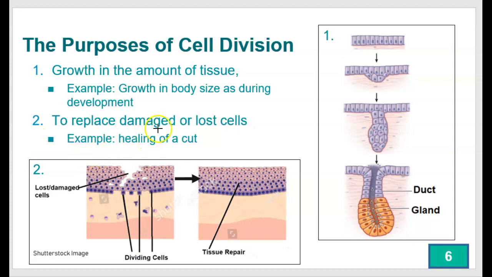Another reason for cell division to occur is to replace damaged cells. An example of this would be when you are cut and that cut heals. So there are lost cells, a depletion in the cell number because they've been destroyed by the cut. But then the tissue repair happens by the process of cell division. Healthy cells divide and replace the damaged cells.